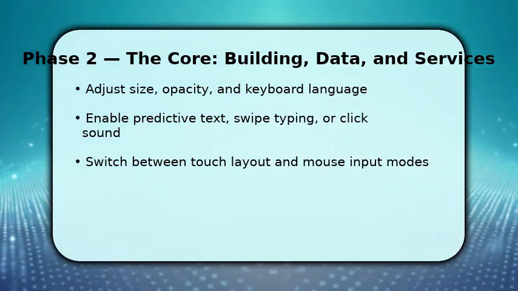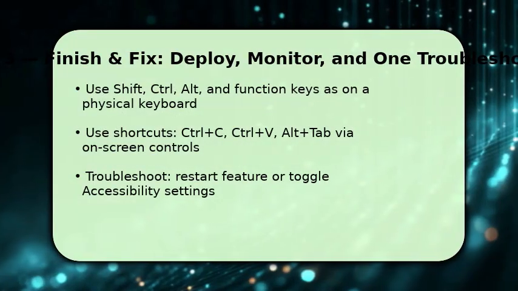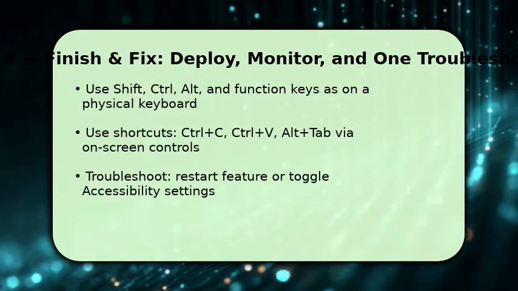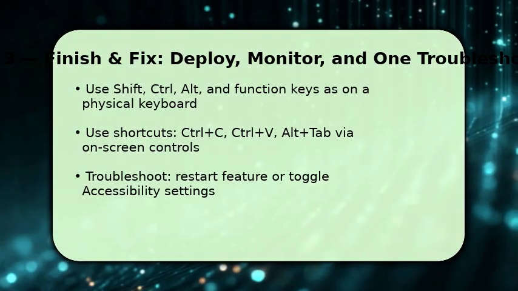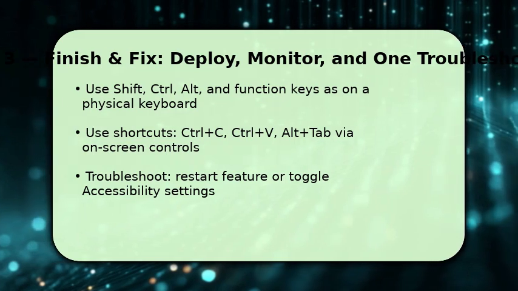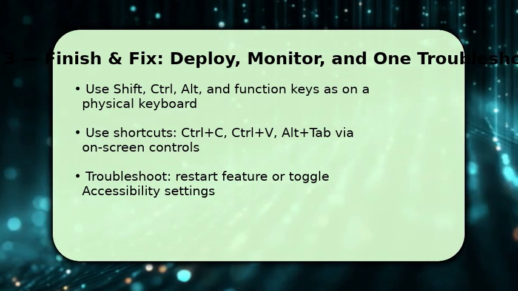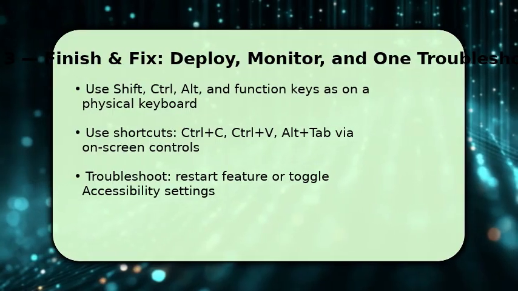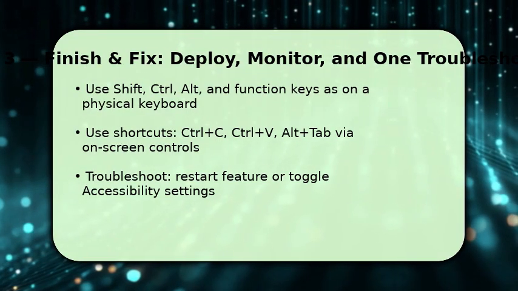Finish by learning special keys and shortcuts so you can work fast. Use Shift, Control, Alt, and Function keys the same way as a physical keyboard. Tap modifier keys once, then the target key. Use common shortcuts: Control+C to copy, Control+V to paste, Alt+Tab to switch apps, via the on-screen keyboard.